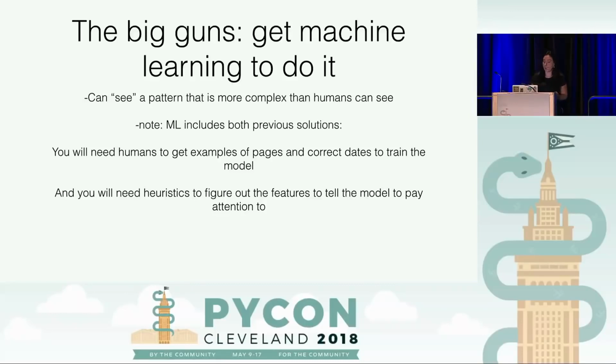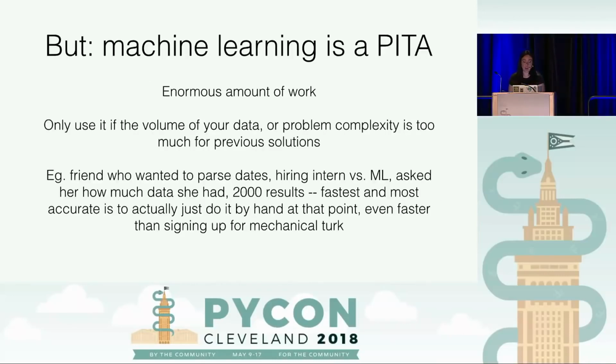And we're going to need heuristics to figure out what features to tell the model to pay attention to. What are things that are significant about this problem that you should be trying to look for a correlation about? That is given to us by heuristics. So it encapsulates both previous solutions that we're trying to move past. But machine learning is a giant pain, it's an enormous amount of work. And so you should only use it if the volume of your data or the complexity of the problem is too much for previous solutions.